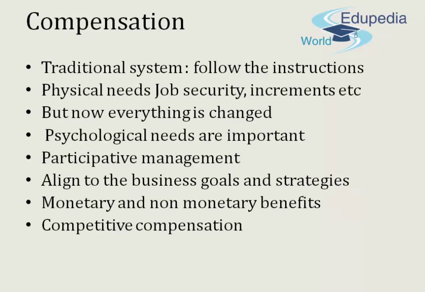Now, the traditional system of compensation says that it has to follow the instructions. There are physical needs of job security, increments, and the compensation policy has to cover. But now certain things are changed. We can say that the psychological needs are also important. The self-actualization needs, the security for safety, pension, insurance is also part of compensation.